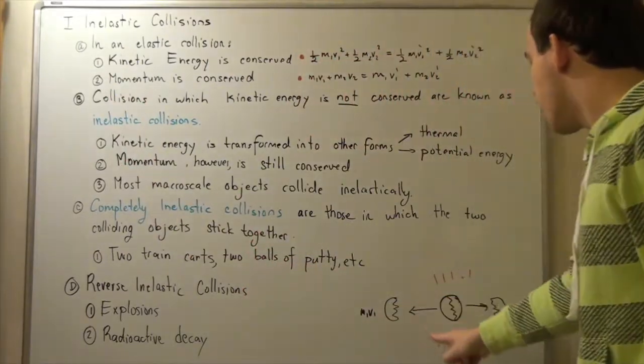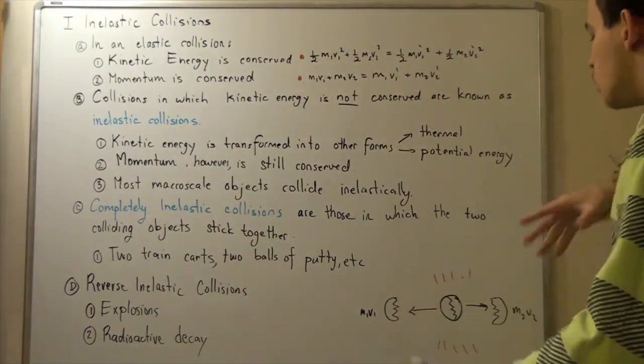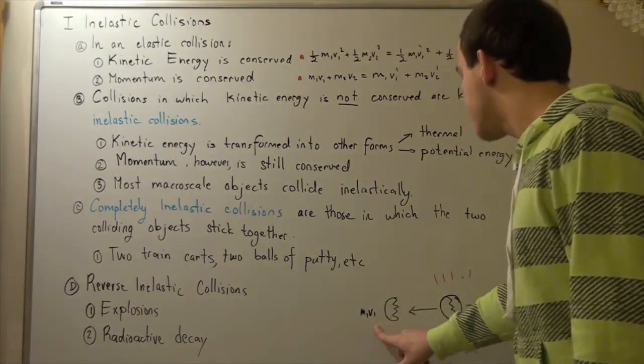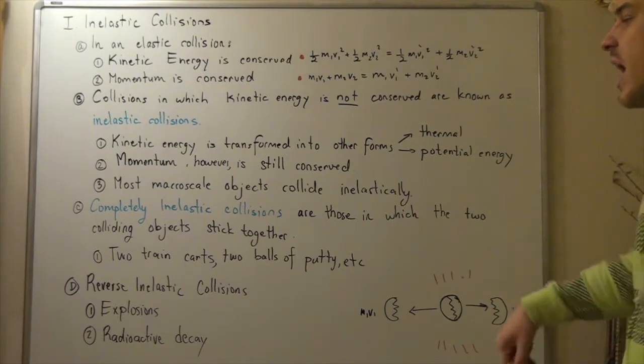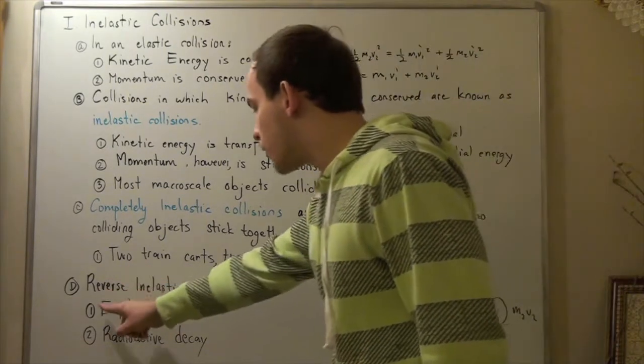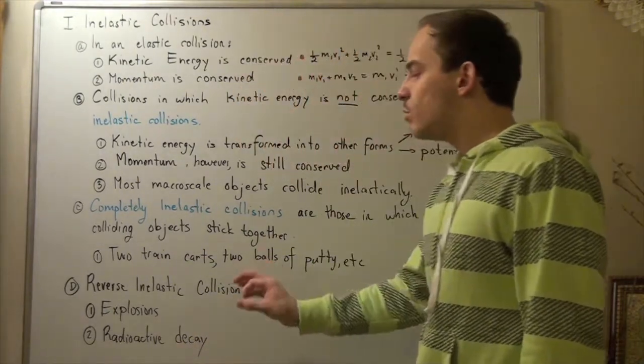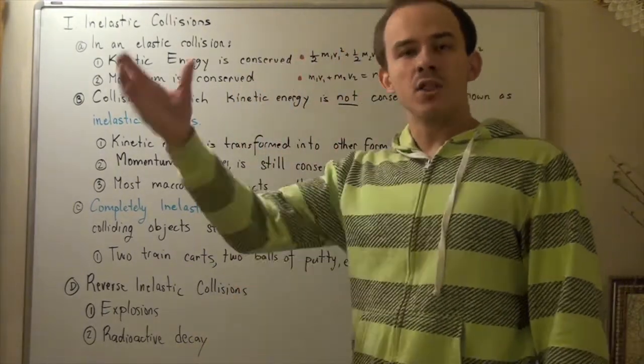So one ball of mass explodes to form two different masses, each moving with velocity 1 and velocity 2. Another example of reverse inelastic collisions is radioactive decay, and we'll talk about that in another lecture.